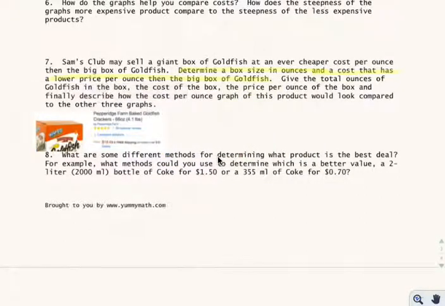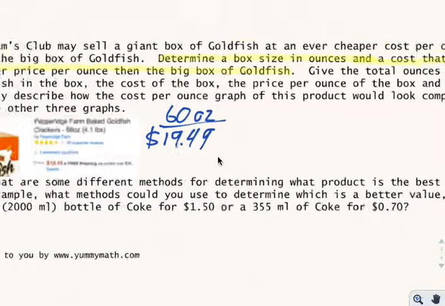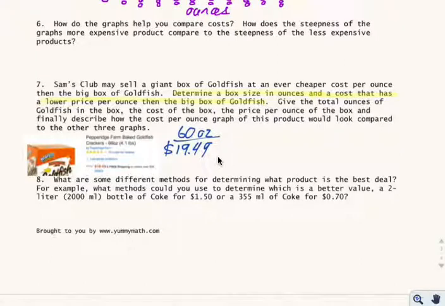So I know that I could buy a 66-ounce box of goldfish for $19.49. 66 ounces would be $19.49. Wow, so I know that this really exists. Am I getting more ounces for a cheaper price? Well, I need to find the unit price to make that work, right? Just like we did on the first 3 examples.